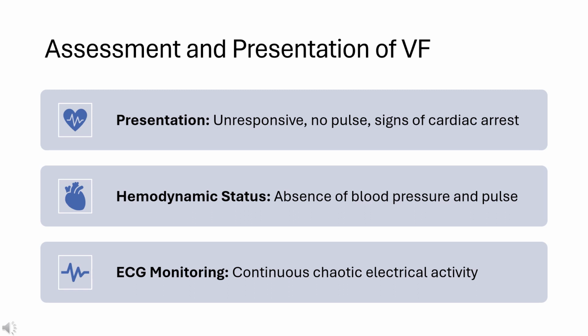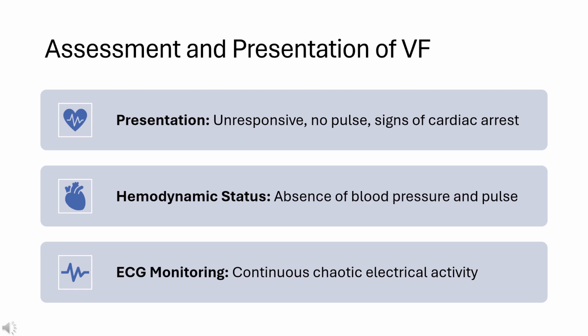On ECG, VFib is characterized by rapid, erratic electrical impulses that lack any organized rhythm. There are no distinct P waves, QRS complexes, or T waves, making the tracing appear chaotic and disorganized. The amplitude and frequency of the waves vary, reflecting the uncoordinated contraction of the ventricular myocardium.